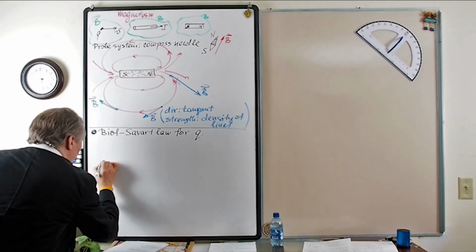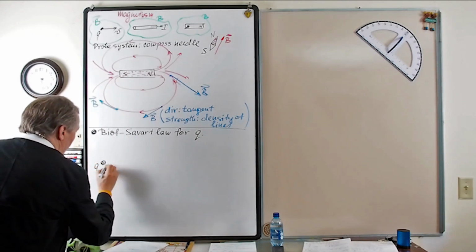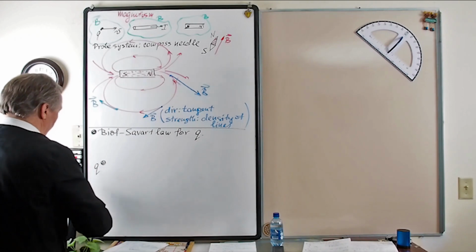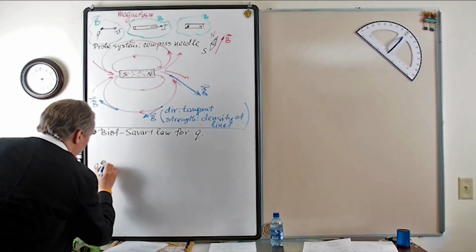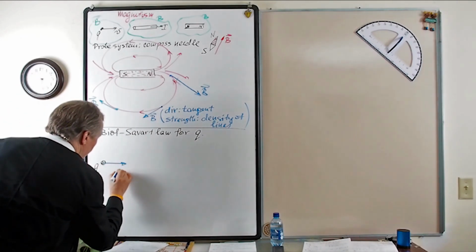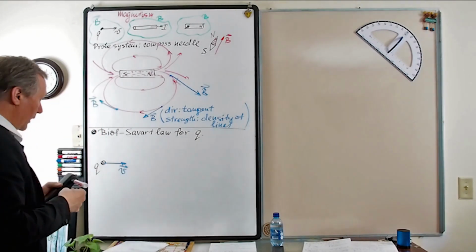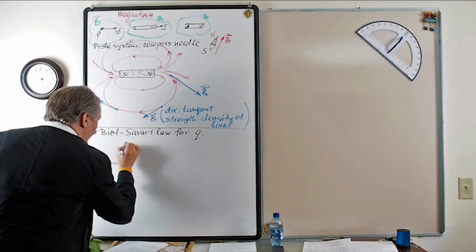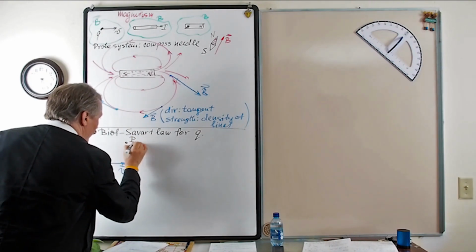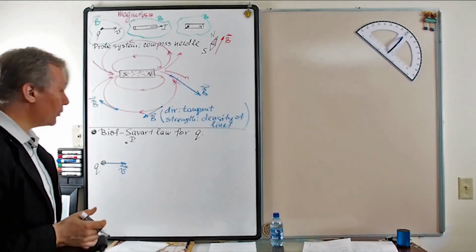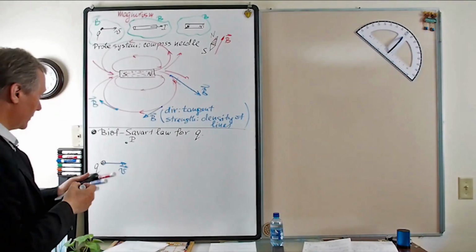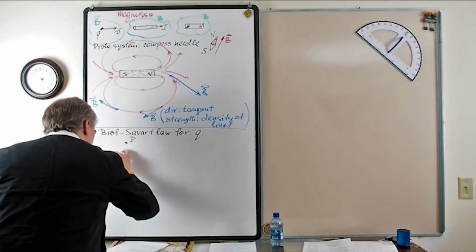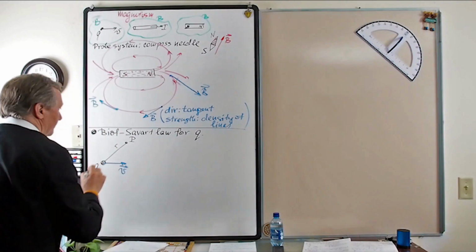So let's assume that we have a charge Q. Let's assume it travels this way. So this is velocity v. And let's assume that we want to find the magnetic field at this point P, a completely arbitrary point somewhere in space. Let's assume that the distance to that point is r, right? Small r.